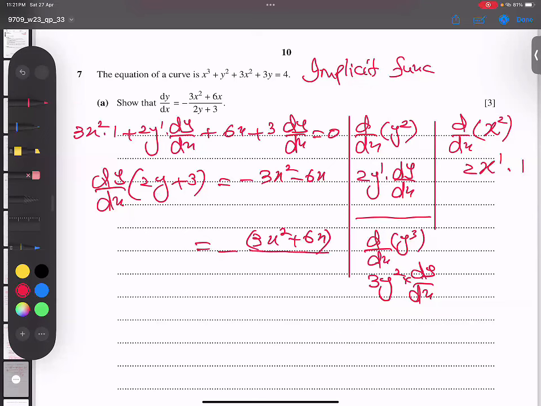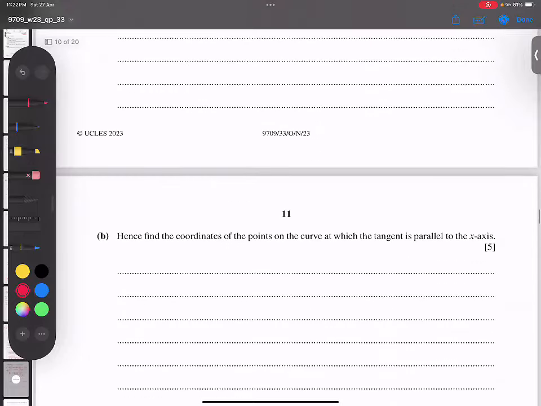And you can see from here, we have proved it. So I think the basic formulas are very clear. Let's go for the next part.